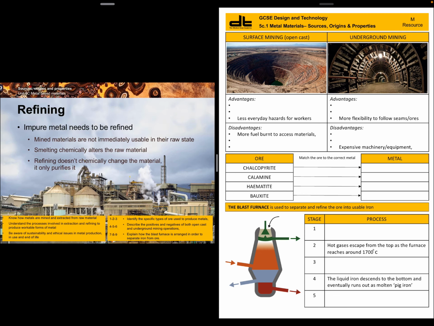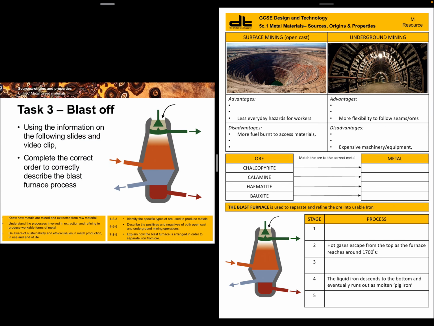Once these ores have been dug up, they need to be refined. Mined materials are not usually available in a state where you can just pick them up. Something like gold, you might just be able to pick up direct and then work with it, but a lot of metals need some kind of refinery process. Smelting chemically alters the raw material, whereas refining doesn't chemically change it, it just purifies it.